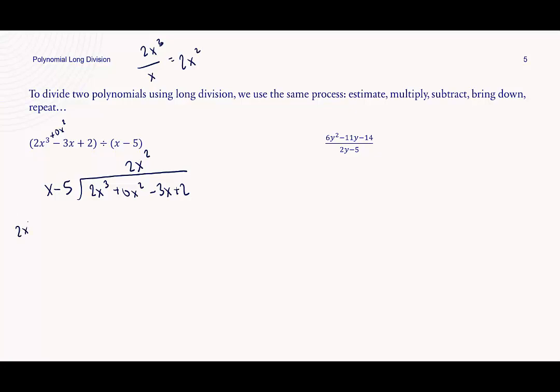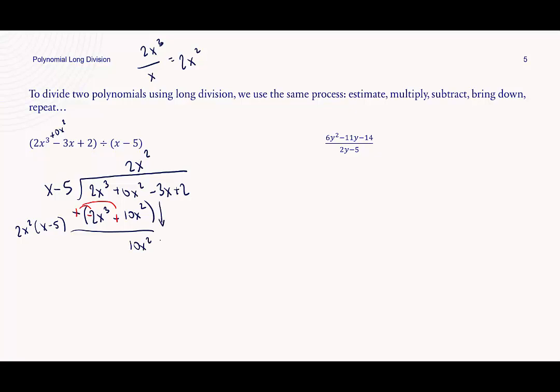Next up, we multiply 2x squared times x minus 5. That will be 2x cubed minus 10x squared. This whole thing gets subtracted. And we know I'm going to change the sign, so that's going to be a minus, and this will become a plus, and then this is a plus. And then we combine 2x cubed and negative 2x cubed are 0. Good, perfect. 0x squared plus 10x squared is 10x squared.